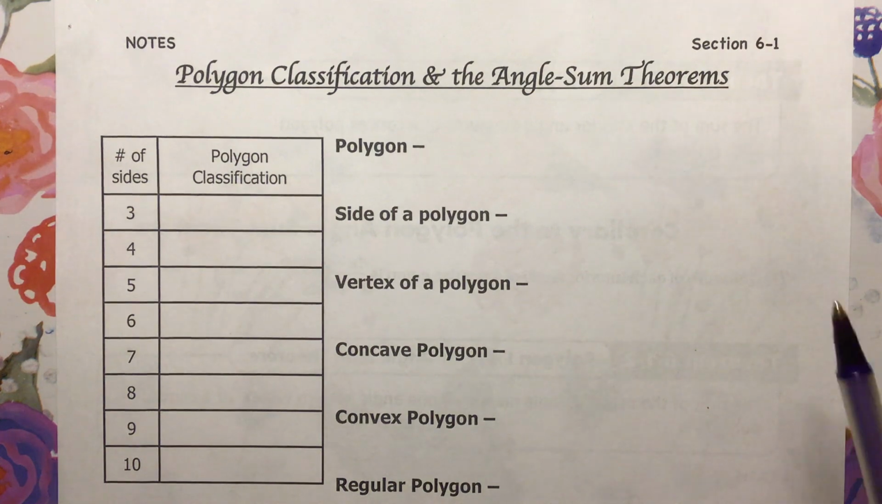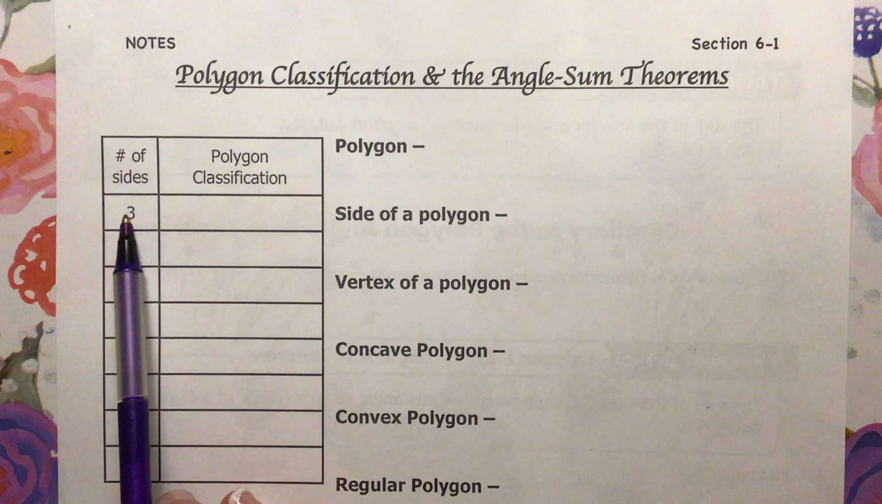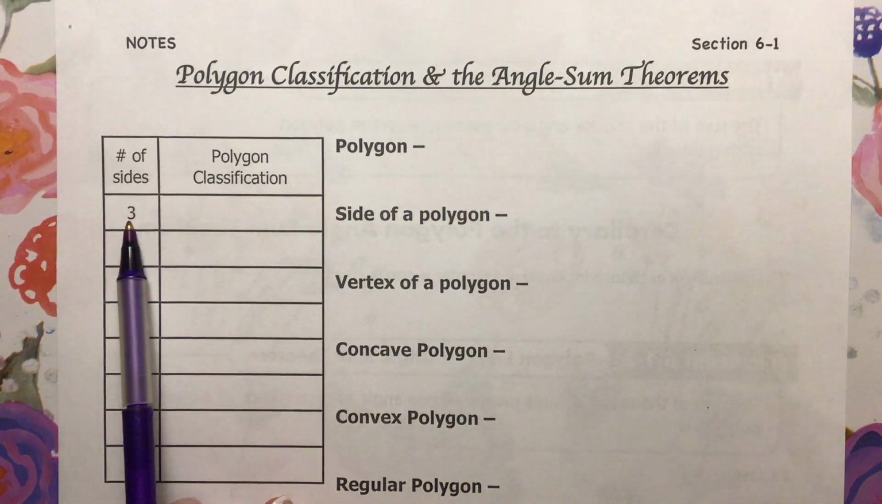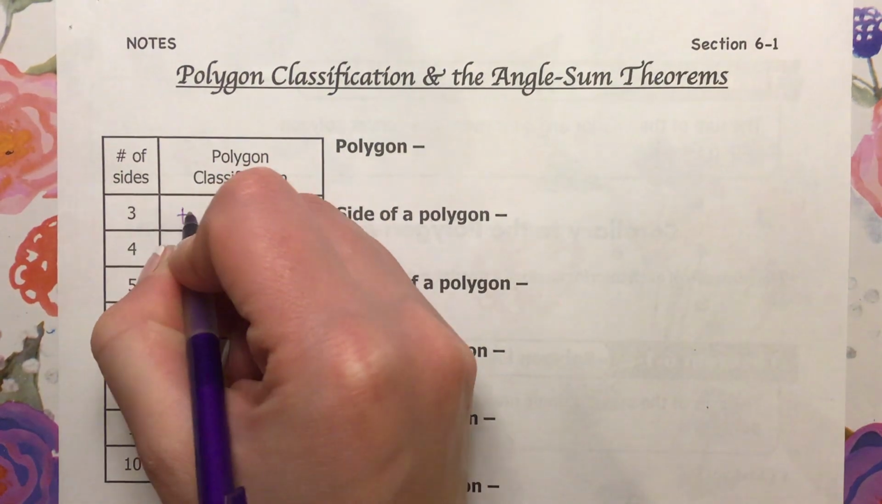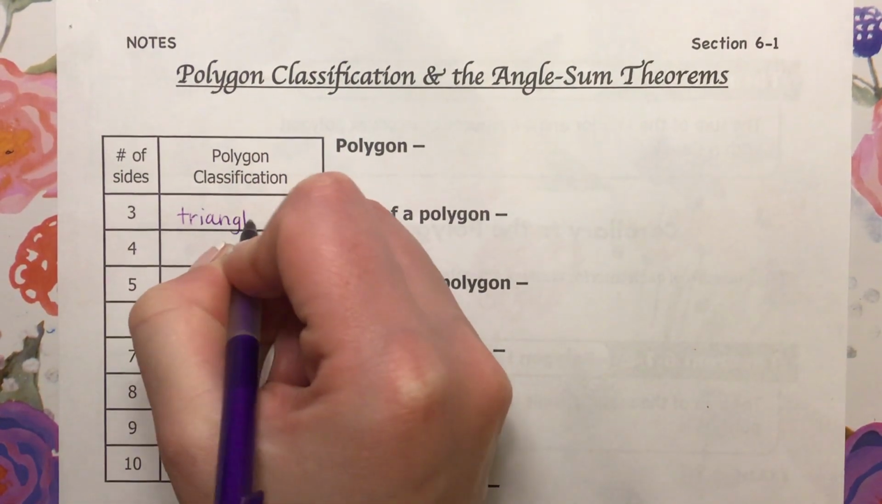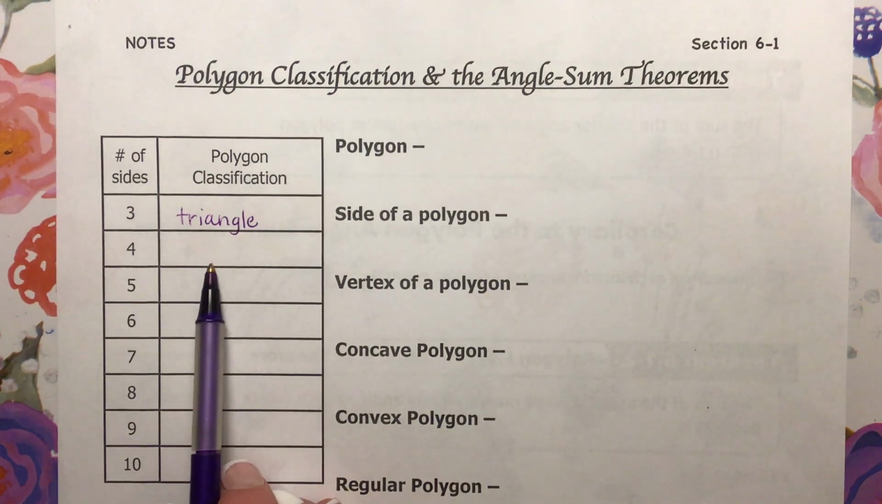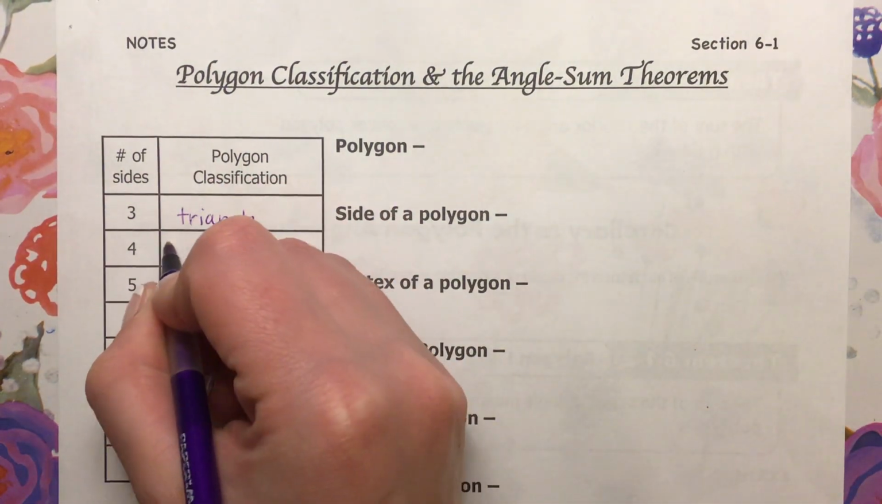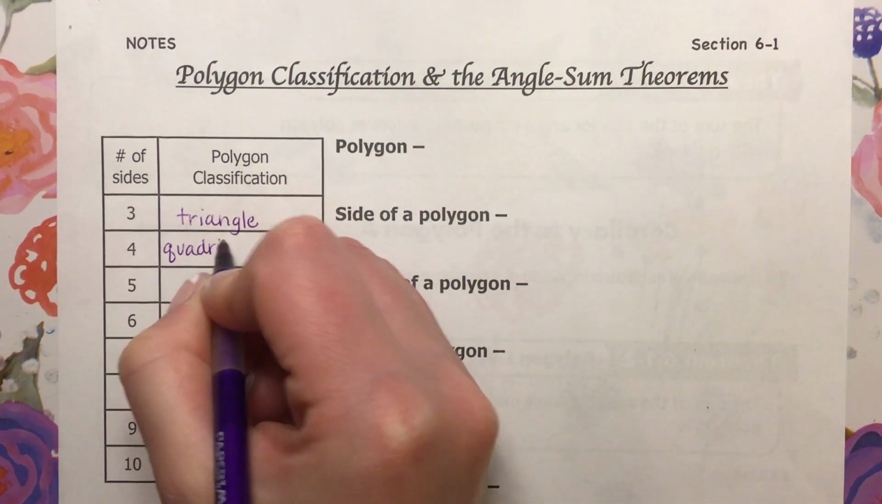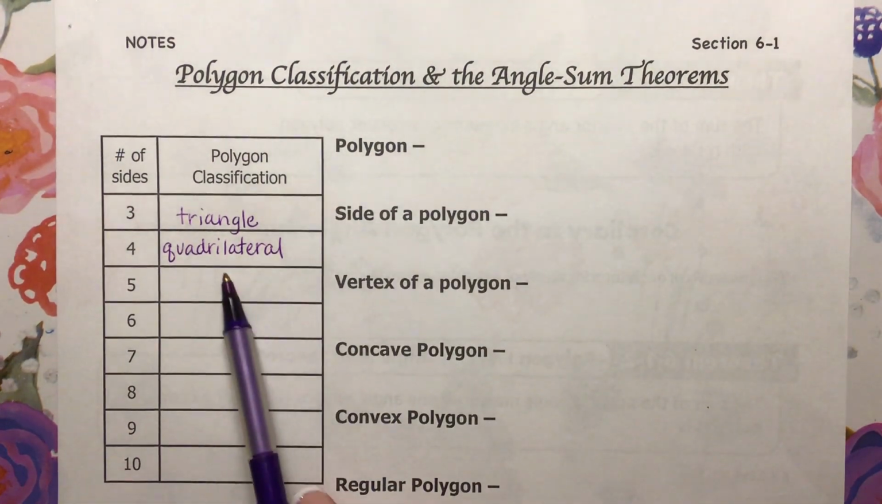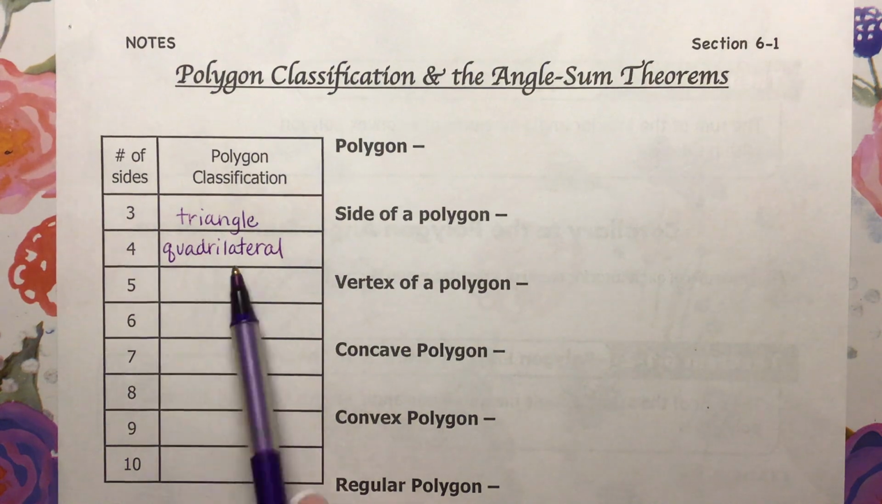Some of them you're going to know, possibly all of them you're already going to know. So this is how many sides the shape is going to have, and this is what we're going to call it. If it's a three-sided polygon, we know that is a triangle. That one's easy. If it's a four-sided polygon, it is not going to be square, it's not going to be rectangle, it's going to be quadrilateral. Quadrilateral is generic, just meaning four sides.